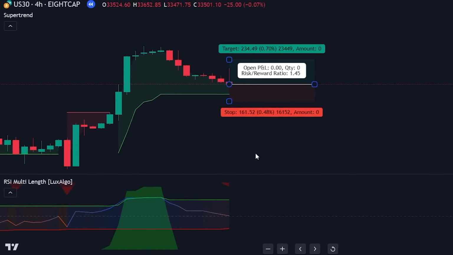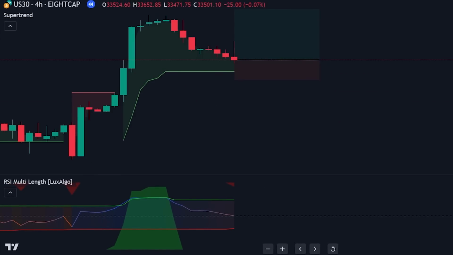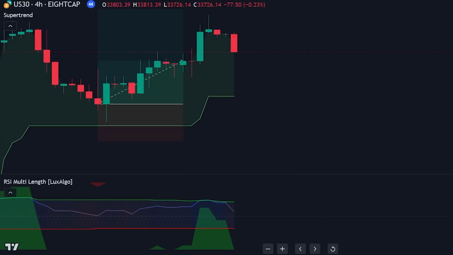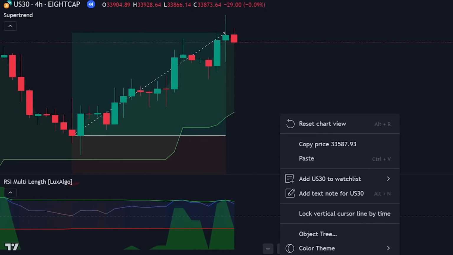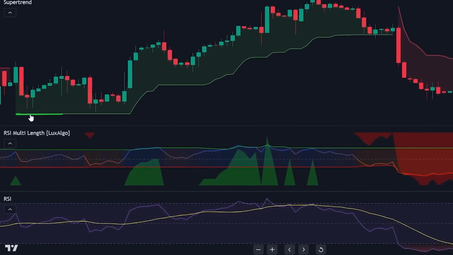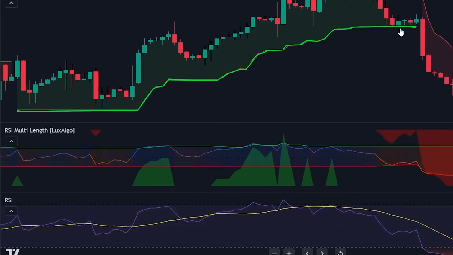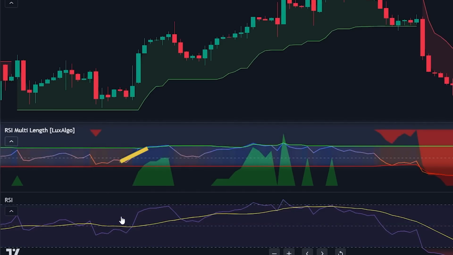You don't ever want to look at a single period, because depending on how strong the trend is, you may end up missing your entry. Thankfully, the RSI multi-length by LuxAlgo saves us from this issue. Here are two more examples. The trend is bullish and we want an entry. As you can see, the traditional RSI isn't giving me an entry opportunity, but the LuxAlgo multi-length RSI is.